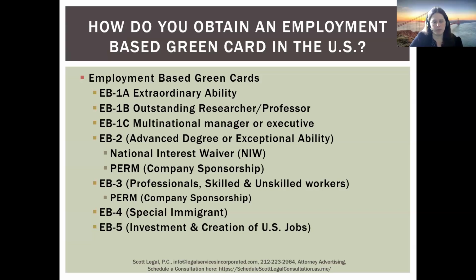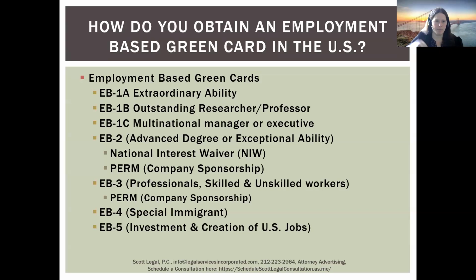The EB3, so this is for professionals, skilled and unskilled workers. This is the same PERM process that the EB2s can go through. Again, it's where a U.S. company decides they want to sponsor a foreign worker to live permanently in the U.S. The professionals category is for people who have a U.S. bachelor's degree, and the job requires a U.S. bachelor's degree or equivalent. Skilled workers is where the job requires at least 2 years of education, training, or experience. And then unskilled workers is anything below that.